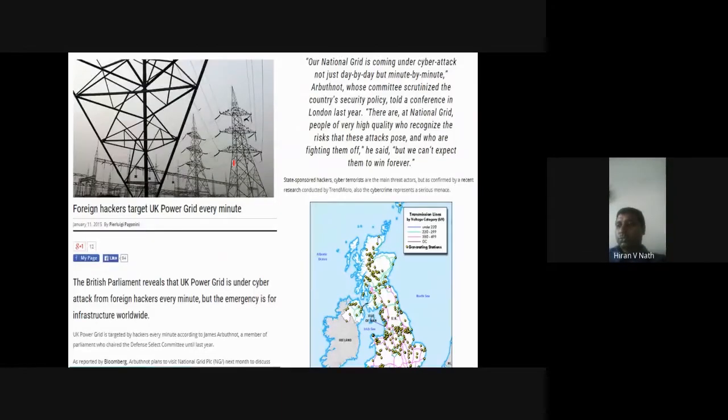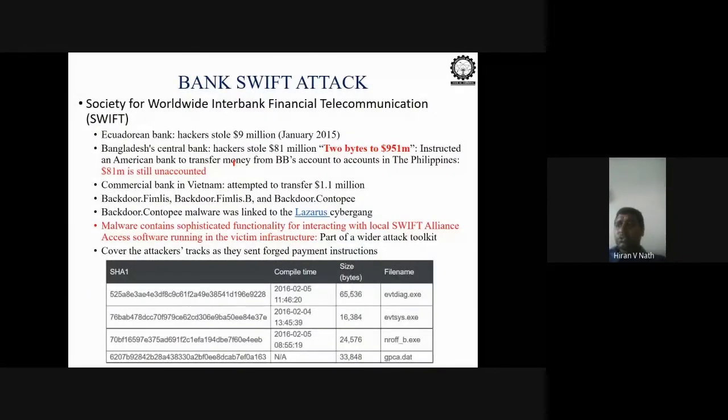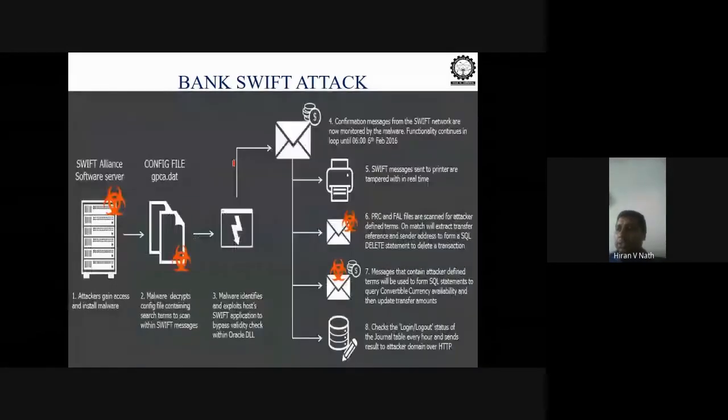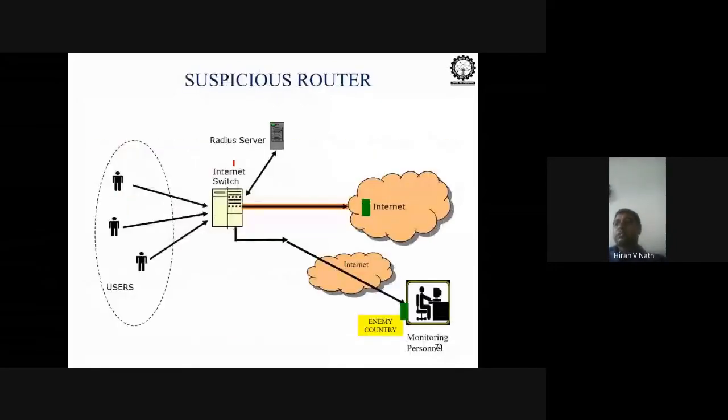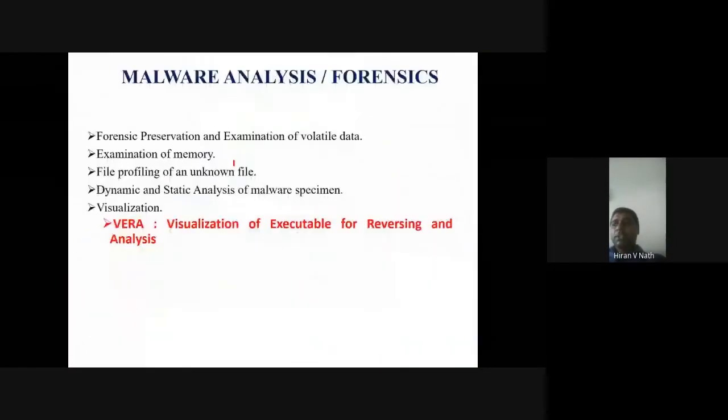Okay, so this is also something which I have mentioned, the Bangladesh bank attack, where it says 2 bytes to $5,951. The hackers were able to break into the SWIFT network, which is used for international transfers, and compromise the system and steal the money. Okay, by this I'll stop. There are more slides, but I'll stop here.